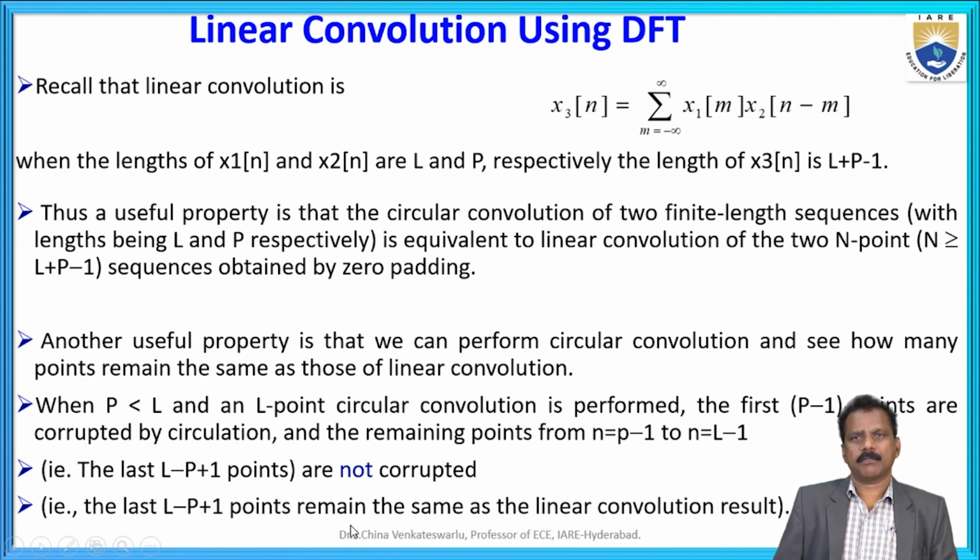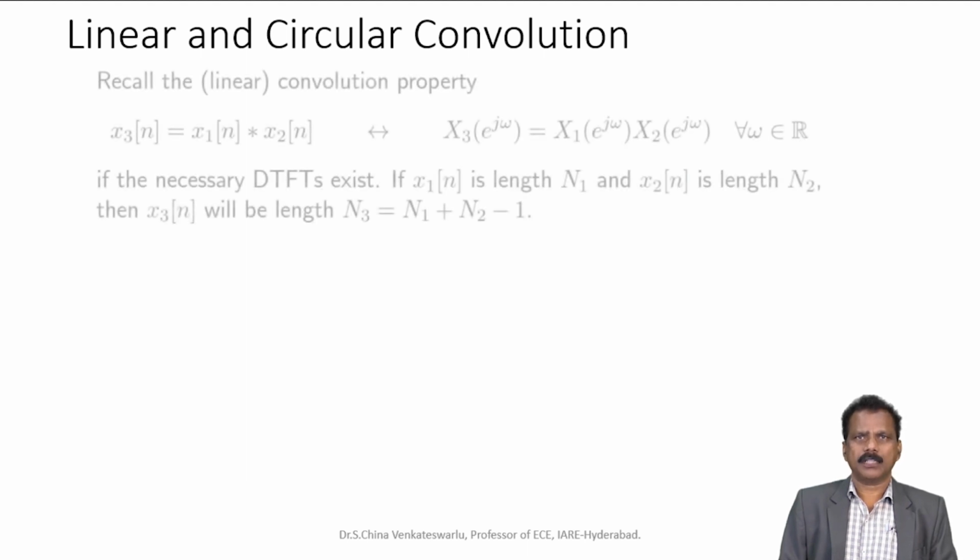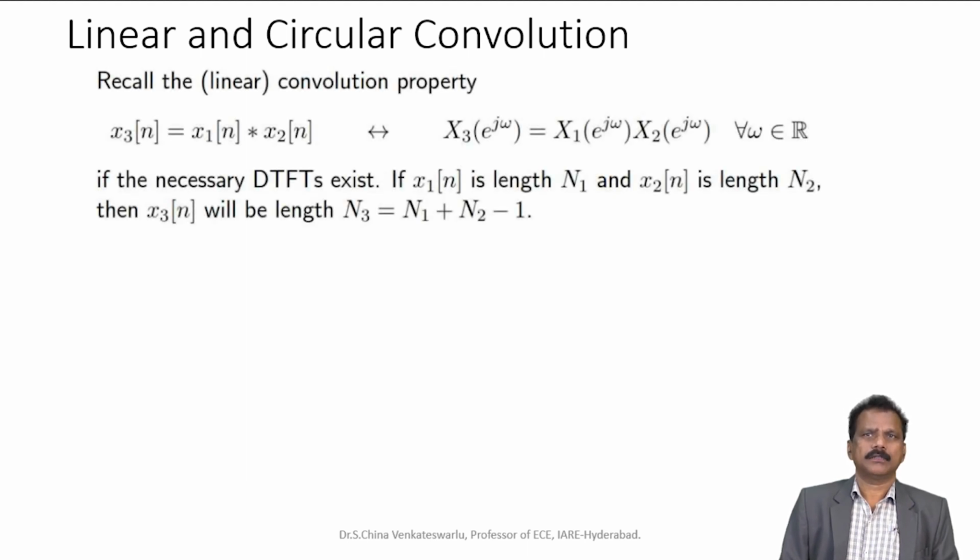L minus P plus 1 points remain the same as the linear convolution results. We will justify this using different examples or problems. Linear and circular convolution, with the necessary properties. You have to recall the linear convolution property: x3 of n is equal to x1 of n convolved with x2 of n.